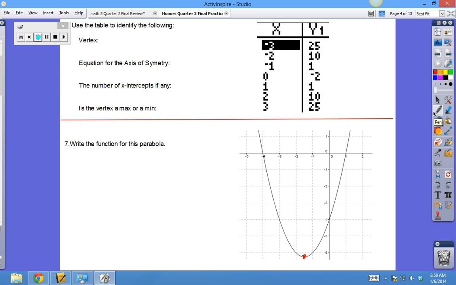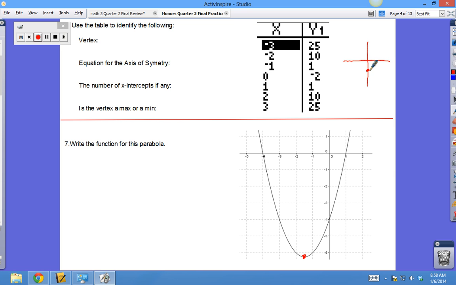And this is a free problem. There's no way you should miss this. So if I go 0, down 2, over 1, up 1, over 1, up 1. If you just plot these points, it'll give you an idea. It'll give you a picture. So I know the vertex is right there, 0, -2. Axis of symmetry. So if I keep going, if I go over 2, up 10. So my axis of symmetry is this right here. And my axis of symmetry is x equals 0. It goes right through 0.